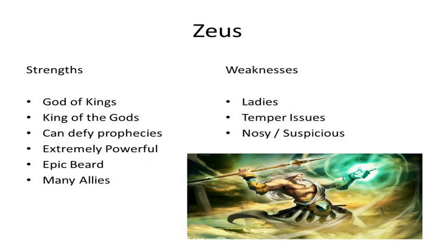For example, looking at the god of all Greek gods, Zeus, his strengths were: god of kings, king of the gods, can defy prophecies, extremely powerful, epic beard, many allies. And his weaknesses were women, or ladies. He had bad temper issues, and he was noisy and suspicious. So just some interesting facts there, guys.